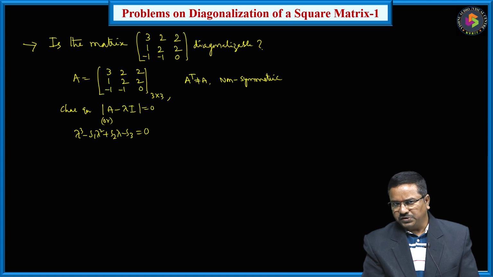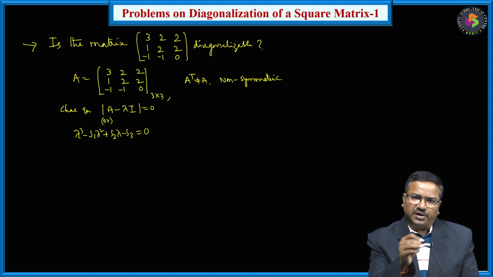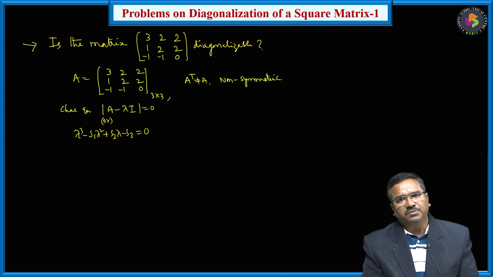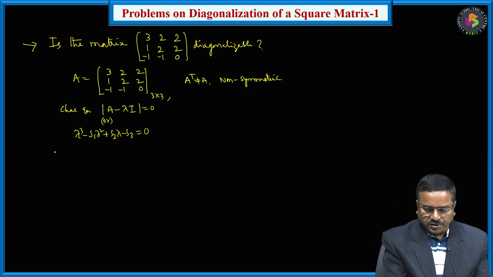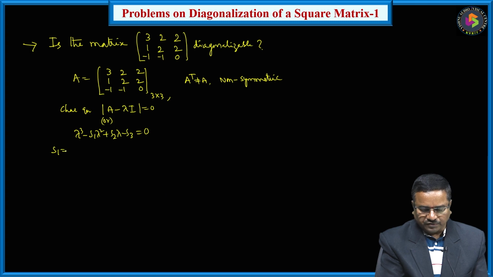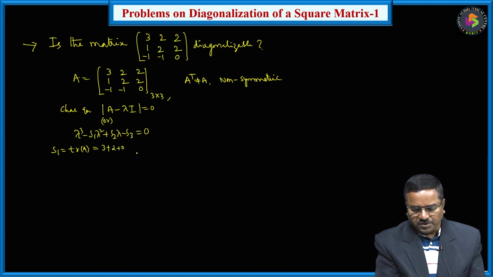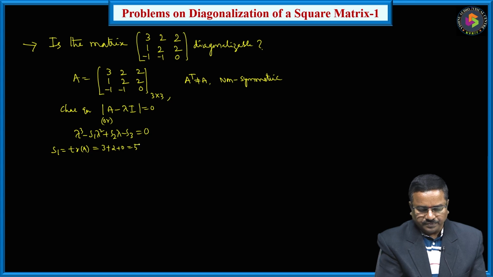Here, what does S1 represent? S1 is the trace of the matrix, the sum of the principal diagonal elements. S2 is the sum of the minors of the principal diagonal elements. S3 is the determinant. We will do that one. Where S1 is equal to the trace of the matrix. What is the trace? The sum of the principal diagonal elements. 3 plus 2 plus 0 is equal to 5.